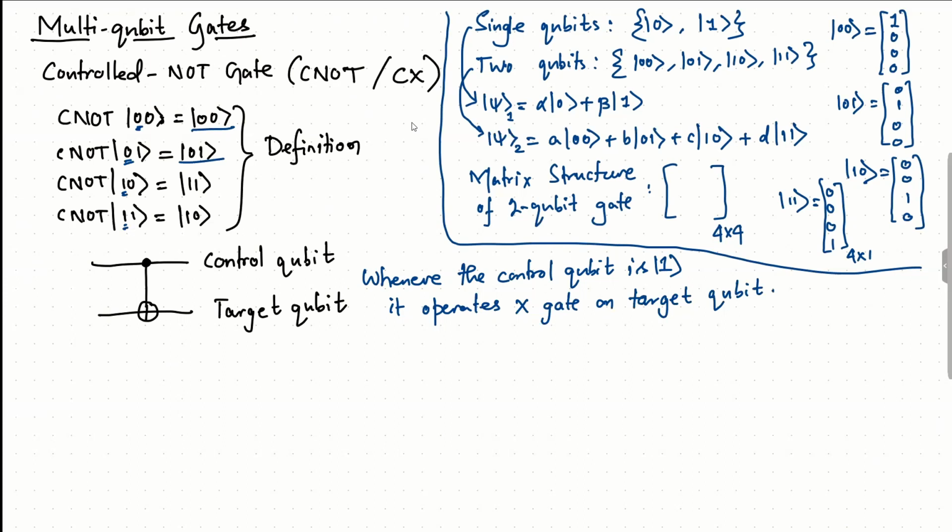So X gate applied to 0 here makes it 1, and X gate applied to 1 here, making it 0. Okay, so this is how control gate in general works. So we can have any kind of general control gate.